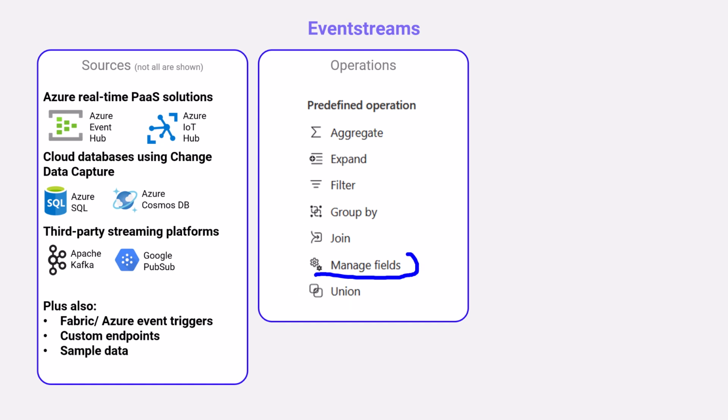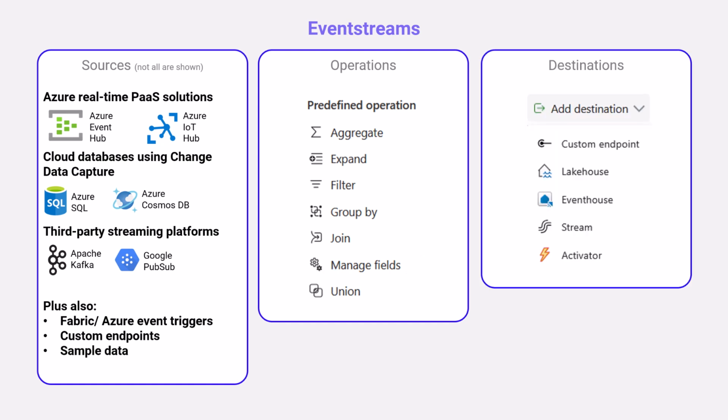Manage fields, last but definitely not least, perhaps the most important one. We can use manage fields to reduce the number of columns that you want returned, and secondly, change the data types, right? So that's very, very important. If you're getting data streaming in as JSON and you want to convert the data types to something more usable and write them into a KQL database in the right types, then you're definitely going to want to use manage fields.